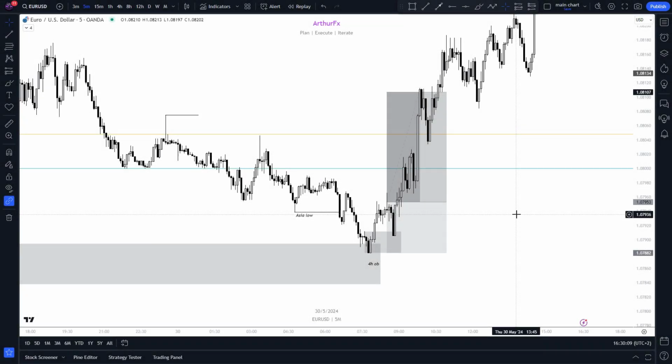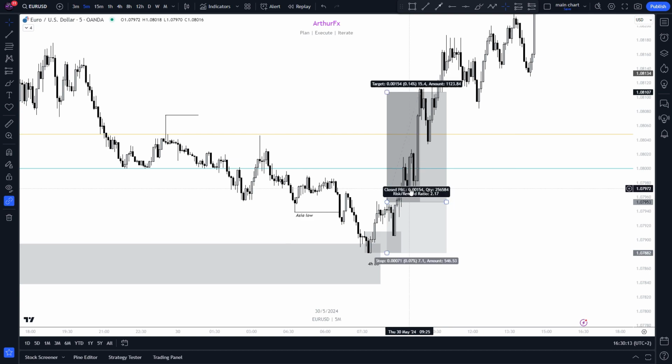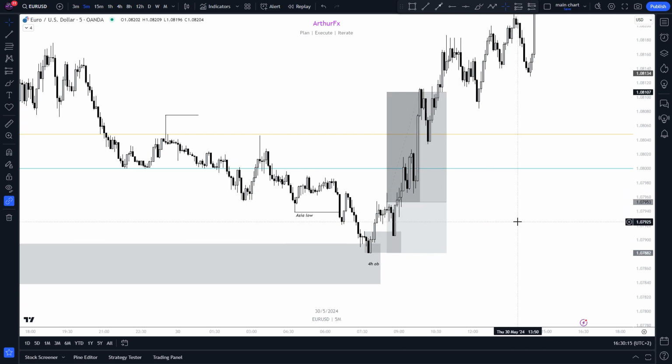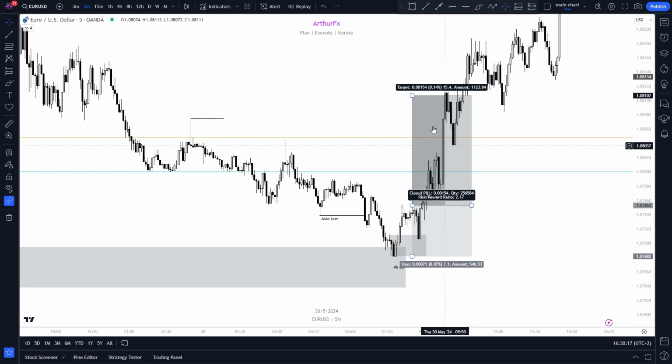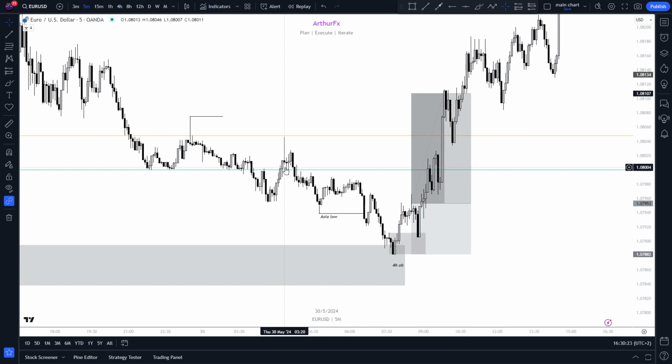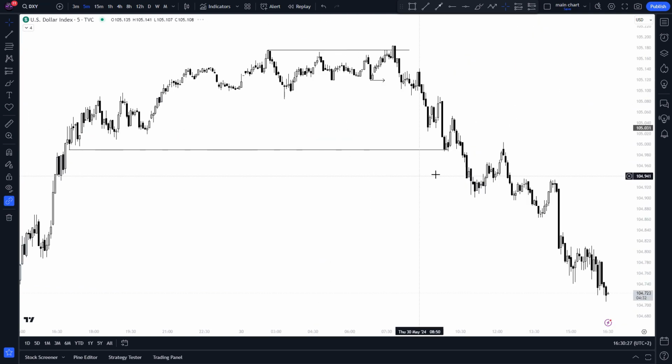Alright, so welcome to this trade breakdown of the trade that I took today on May the 30th. So yeah, this is the trade that I took today for a two risk to reward trade. So let me just hop straight into it and start off with DXY.